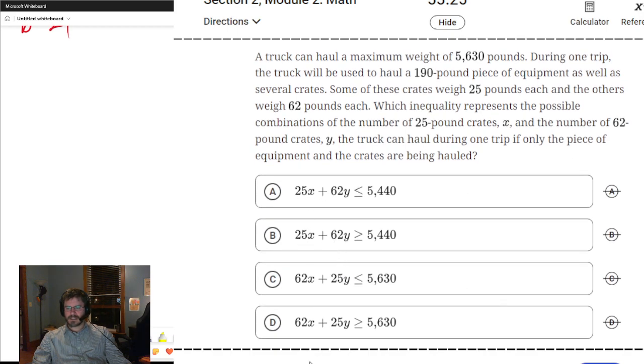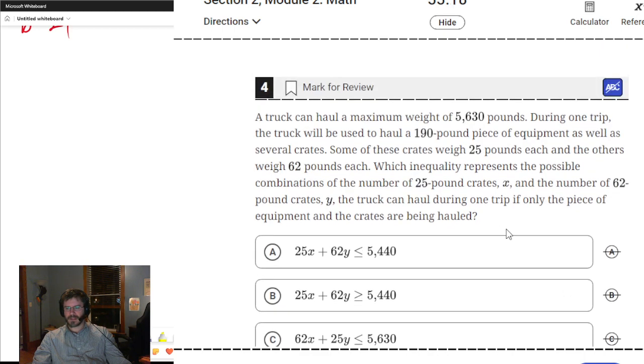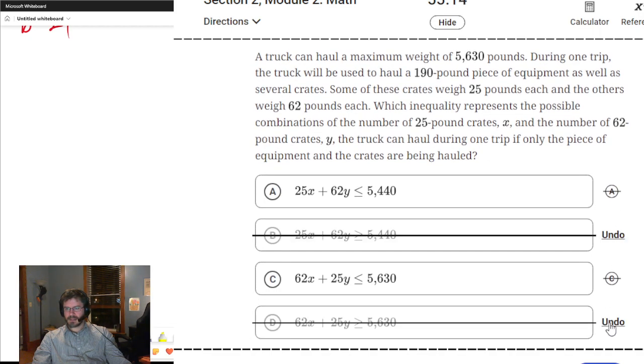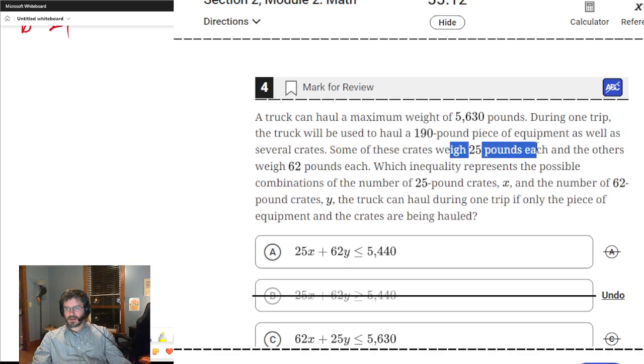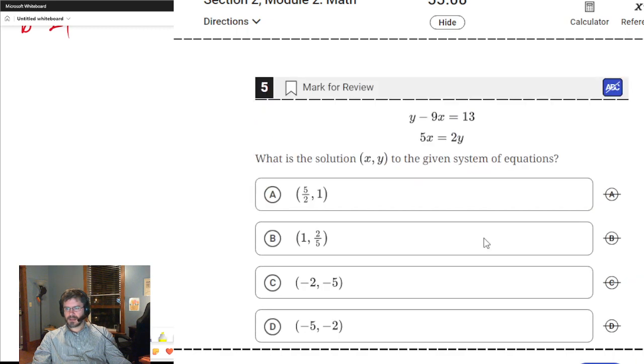Linear inequality again in standard form. We need to just find out whether it's less than or greater than, and which one the 25 goes with. So maximum, so it's going to be less than. 25 and 62. 25 goes with X. I don't care about any of the details on those. Just scan for what you need.